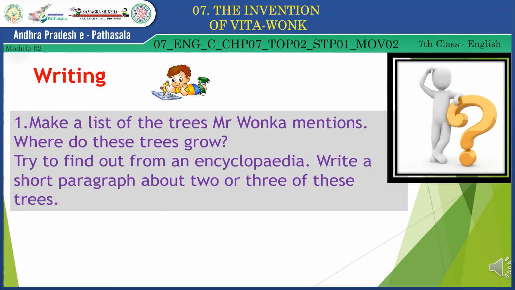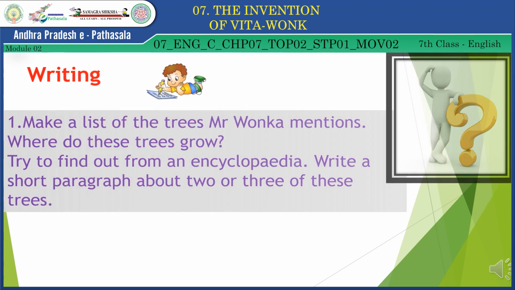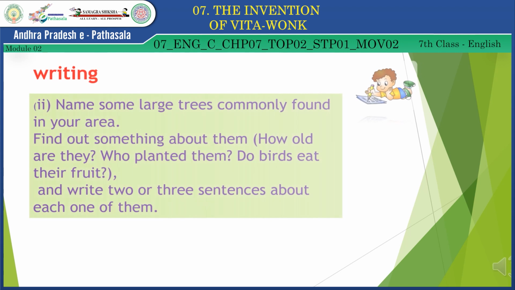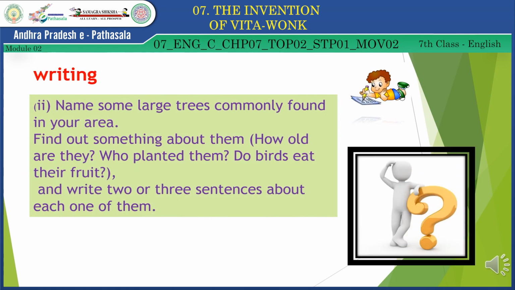Now children, it's a writing task. Make a list of the trees Mr. Wonka mentions. Where do these trees grow? Try to find out from an encyclopedia. Write a short paragraph about two or three of these trees. One more question. Name some large trees commonly found in your area.